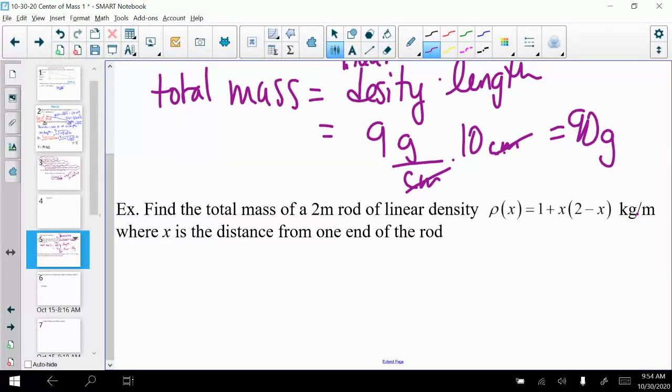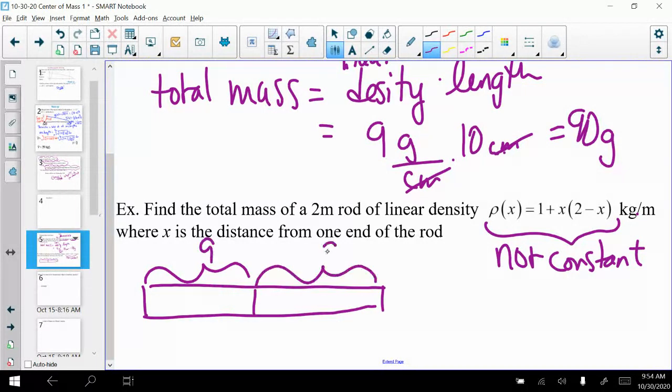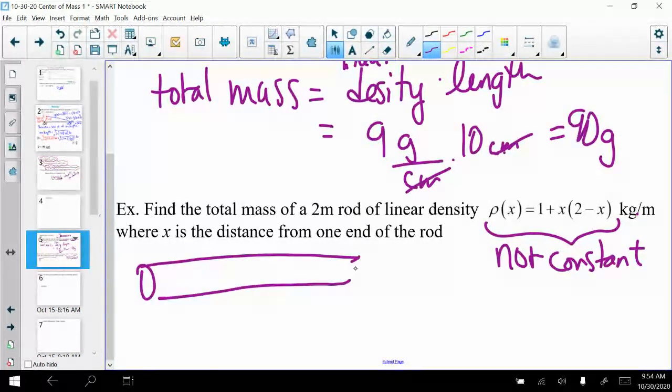So this one is a little bit trickier because this time the density they gave us is not constant, right? So this time, if I have a 2-meter rod, I can't just say this is the density here and this is the density here, and they're both 9, so I have a total of 18, right? Obviously, those numbers are just fake, but the idea is our density is changing.